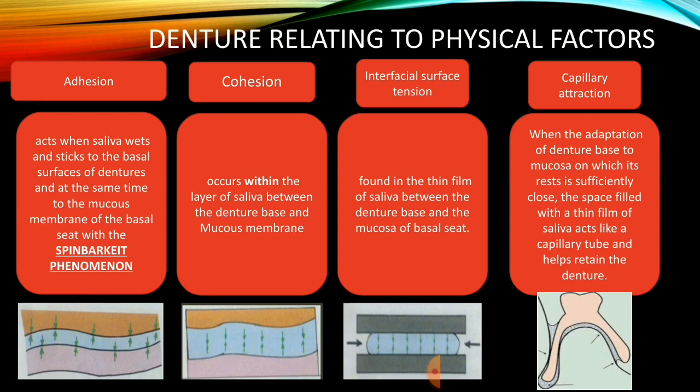Secondly, cohesion is something which is within the molecules. Cohesion occurs within the layer of saliva between the denture base and the mucous membrane, whereas adhesion is between two different substances. Third is interfacial surface tension. It is found in the thin film of saliva between the denture base and the mucosa of the basal seat. Fourth is capillary attraction. When the adaptation of the denture base to the mucosa is sufficiently close, the narrow space between the denture and the mucous membrane is occupied by saliva with the phenomenon of a capillary tube, and it helps to retain the denture.